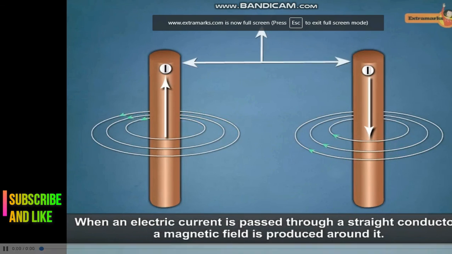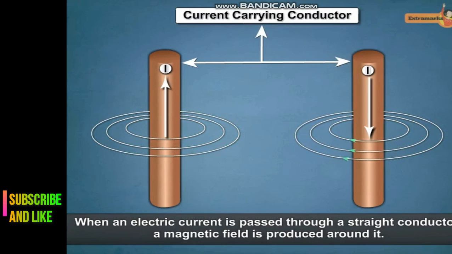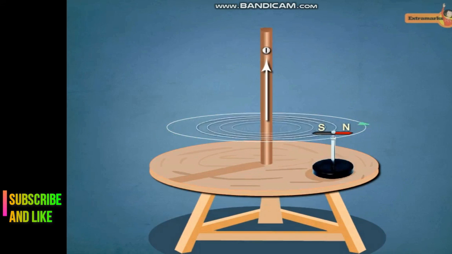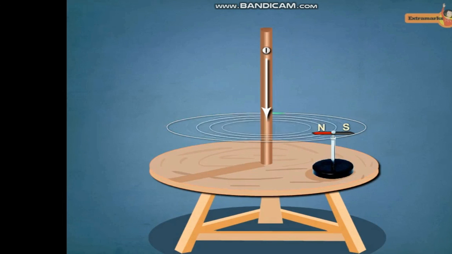Current-carrying conductor. When an electric current is passed through a straight conductor, a magnetic field is produced around it. When we place a magnetic compass near to the current-carrying conductor, then the magnetic needle shows the direction of the magnetic lines of force. As the direction of the current is changed, the direction of magnetic lines of force also changes, which can be observed by the change in the direction of the needle of the magnetic compass.